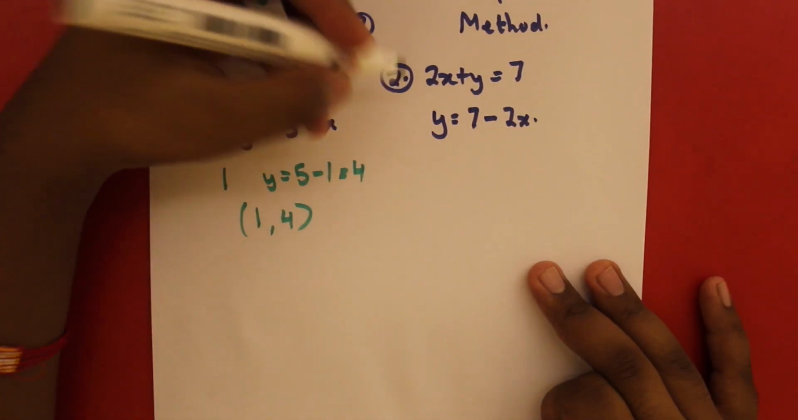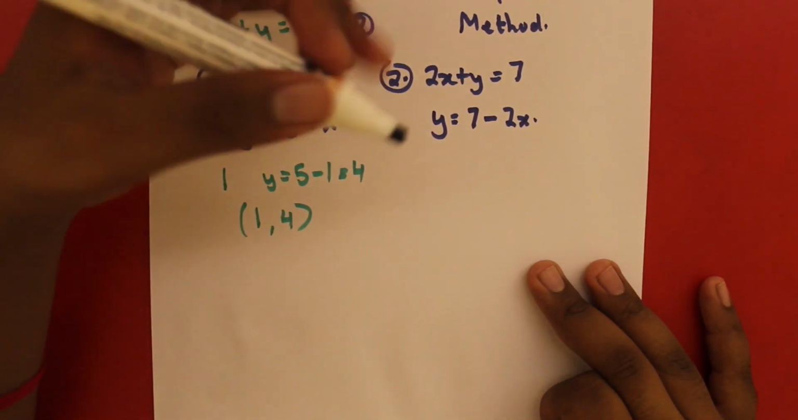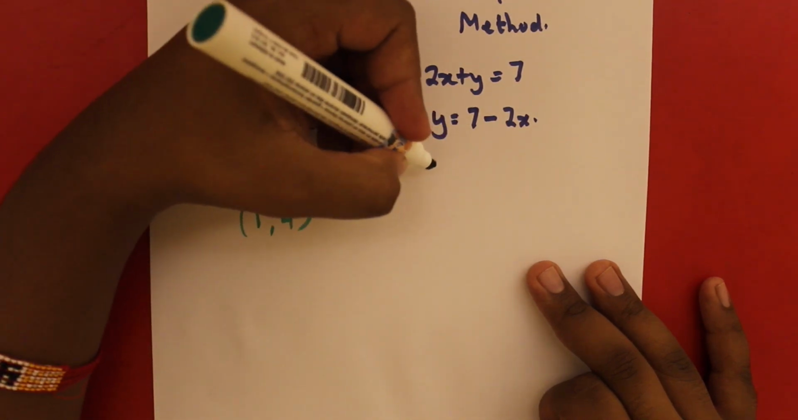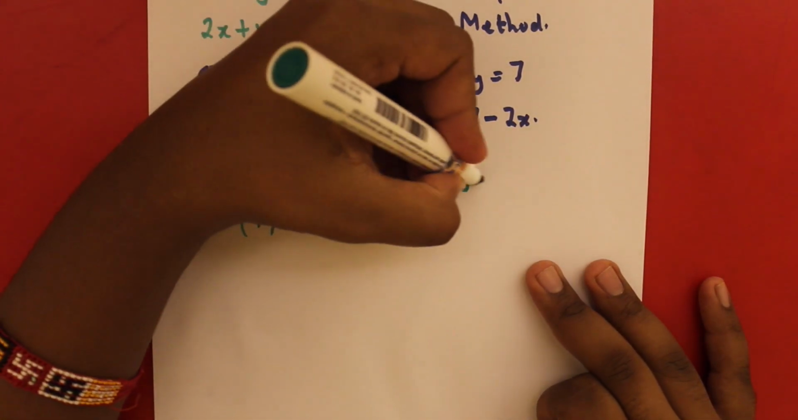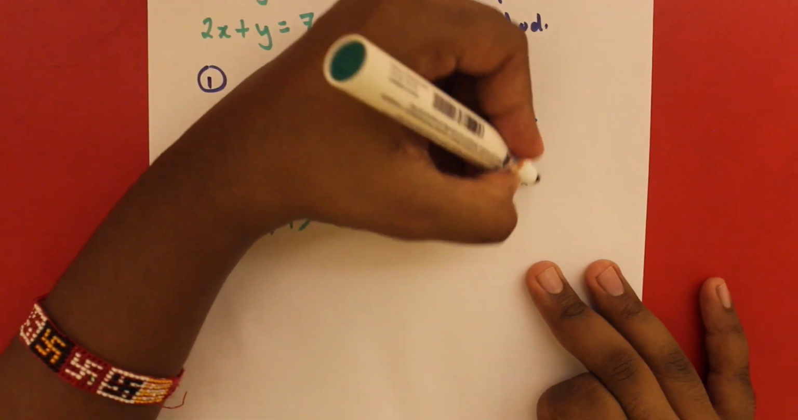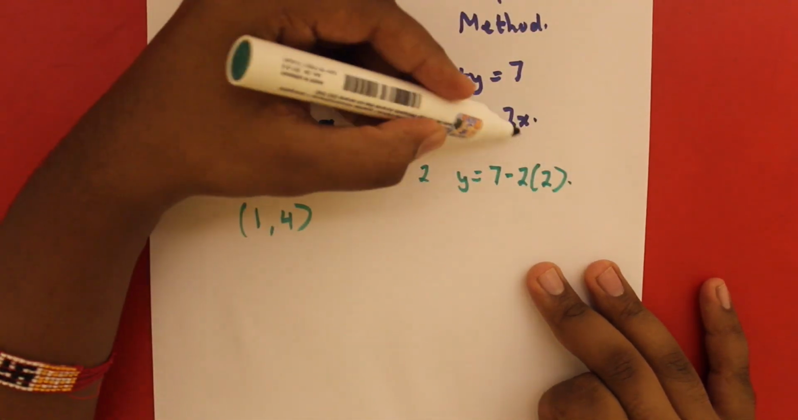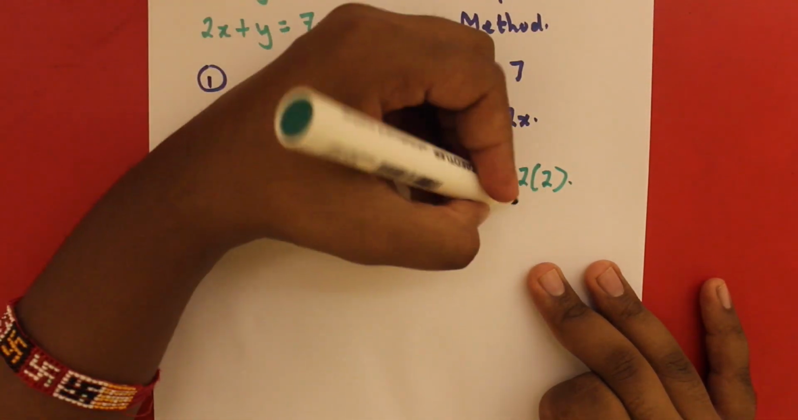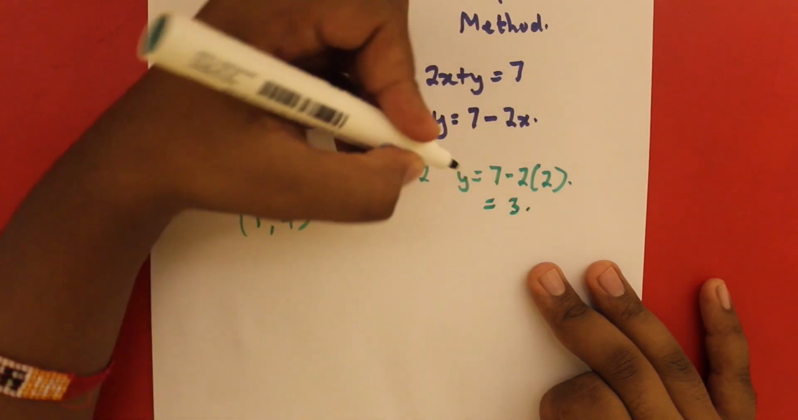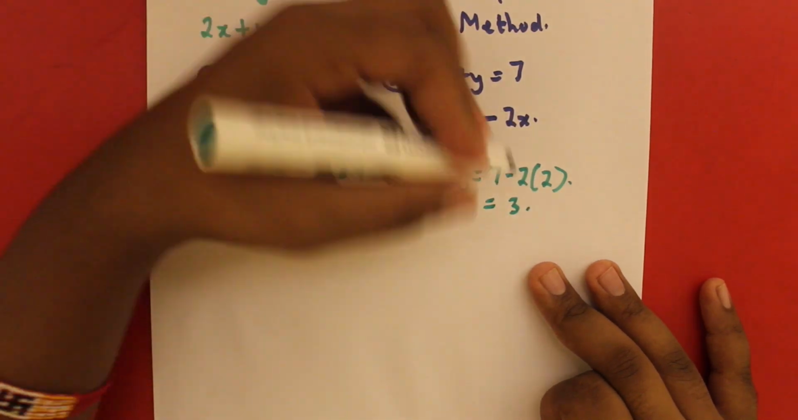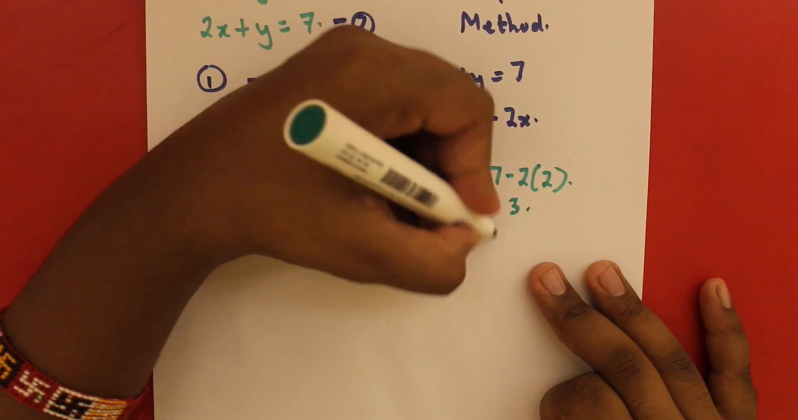So for equation 2, again, if I substitute x as maybe 2 in this, then y is going to be equal to 7 minus 2 times 2, because x is equal to 2. So that's 7 minus 4, which is equal to 3. Therefore another point in this equation could be (2, 3).